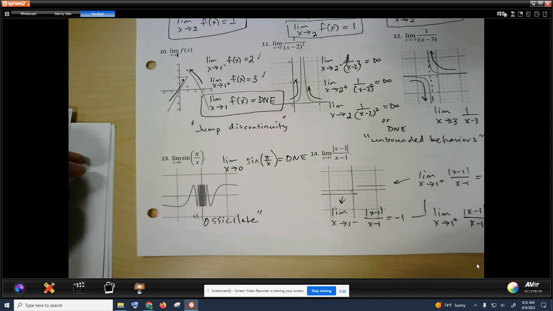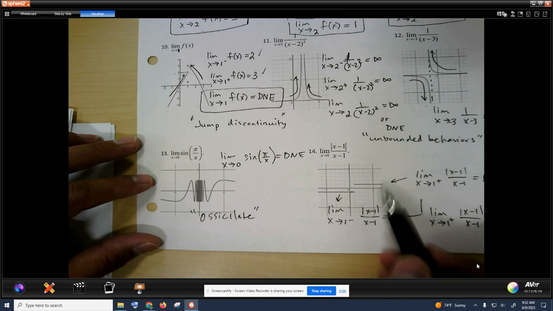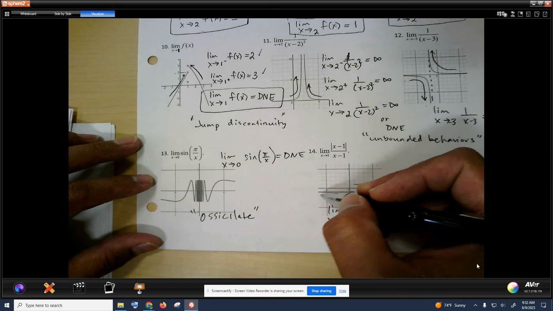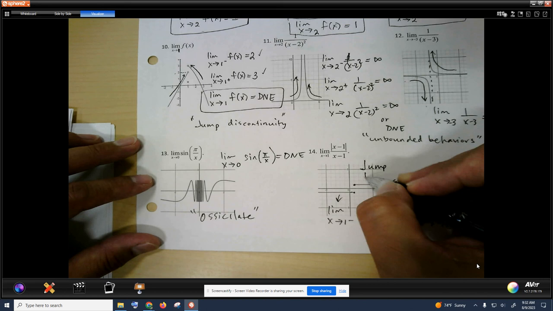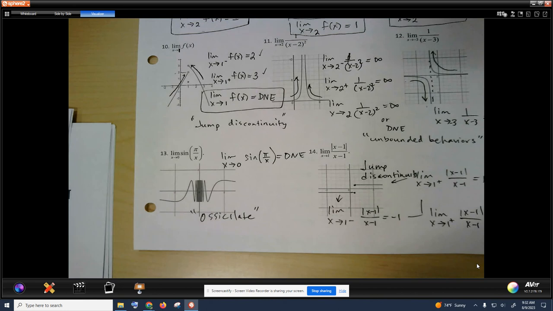This one, you guys would say, what's the behavior on this one right at 1? This is just a jump discontinuity. Okay, so behaviors that cause limits to not exist are sometimes this jump discontinuity, unbounded behavior, or oscillating behaviors.